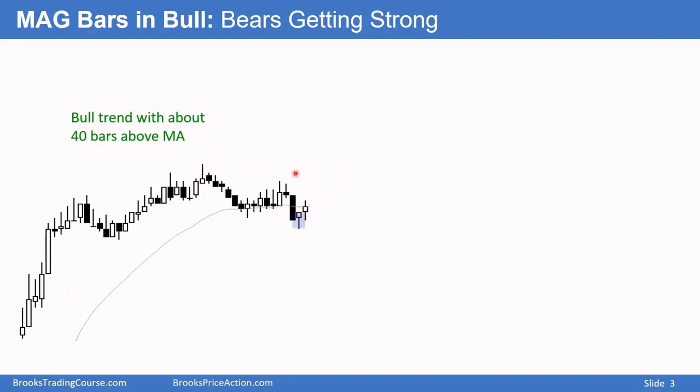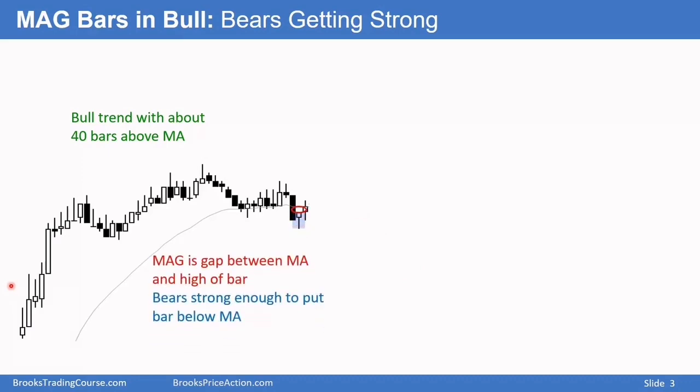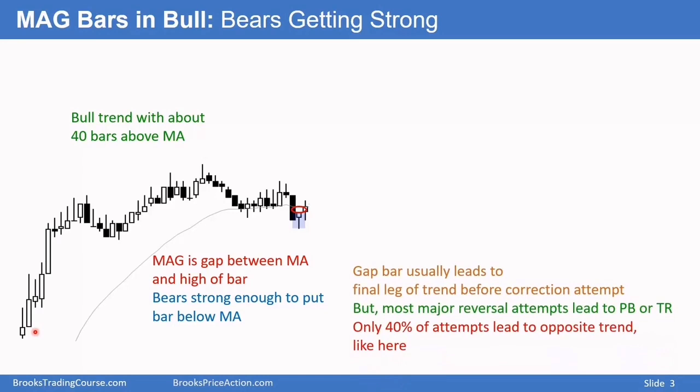In either case, the odds are it's going to test up. Once it tests up, it's probably going to form an attempt at a major trend reversal. If it does, like all major trend reversals, there will be a 40% chance that the bears will get a swing down. A sign of strong bears, and therefore the bull trend might be transitioning into a trading range, and it might be preparing to transition into a bear trend. A gap bar in a bull trend usually leads to the final leg of the bull trend before the bears create an attempt at a major trend reversal.